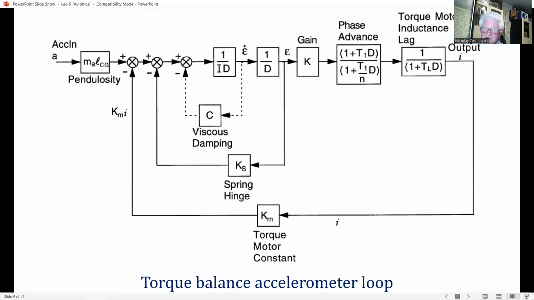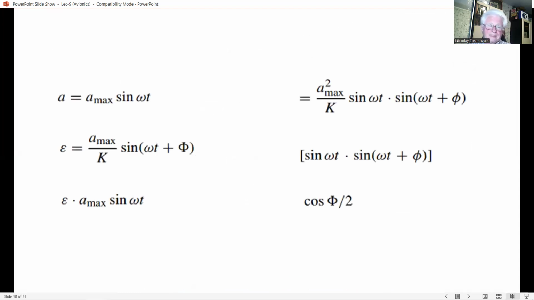Assume, for simplicity and for worst case, that the vibration is at 45 degrees to the accelerometer input axis, so that the along and cross-axis vibration components are equal and are given by this expression. Acceleration A = A max sin ωt. Here, A max is the peak value of the vibration acceleration and ω is the angular frequency.